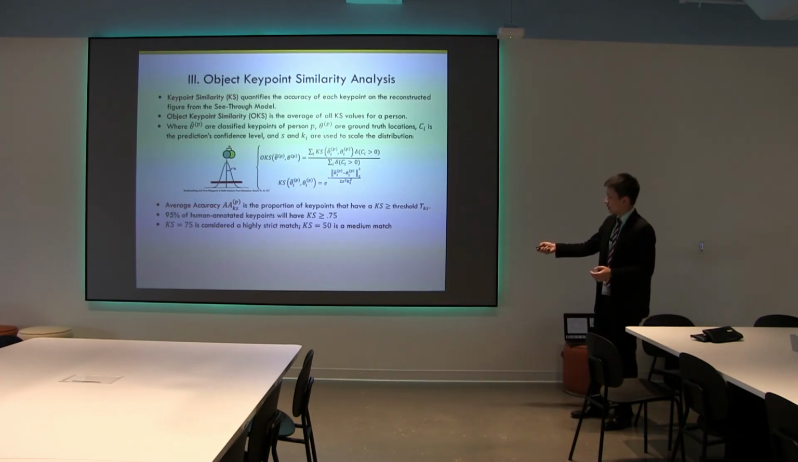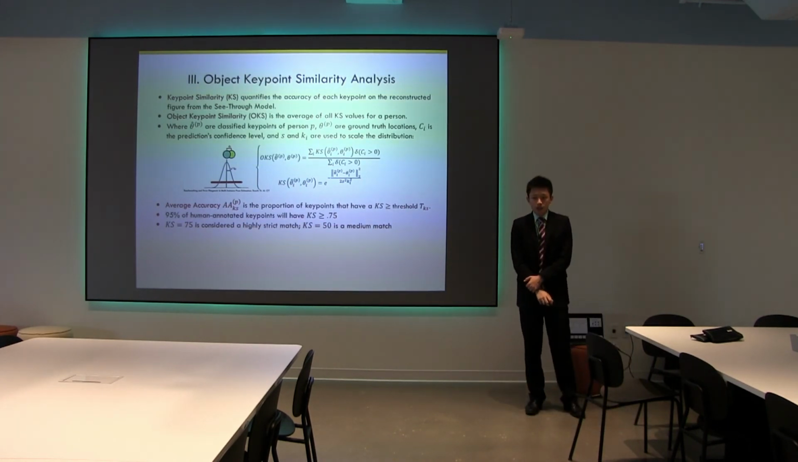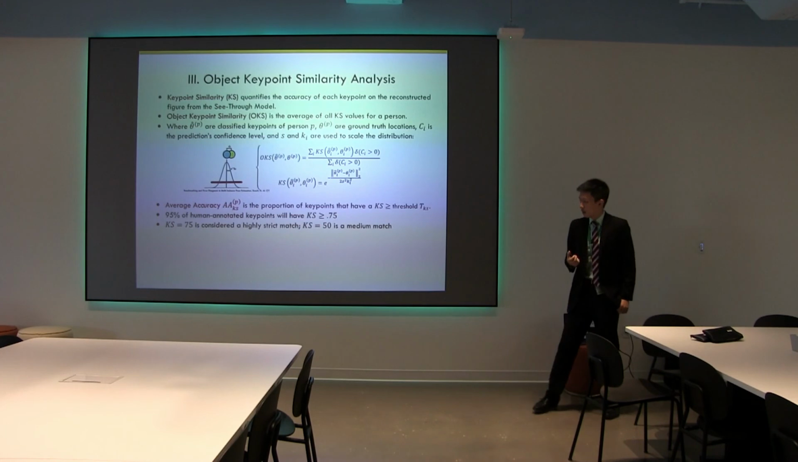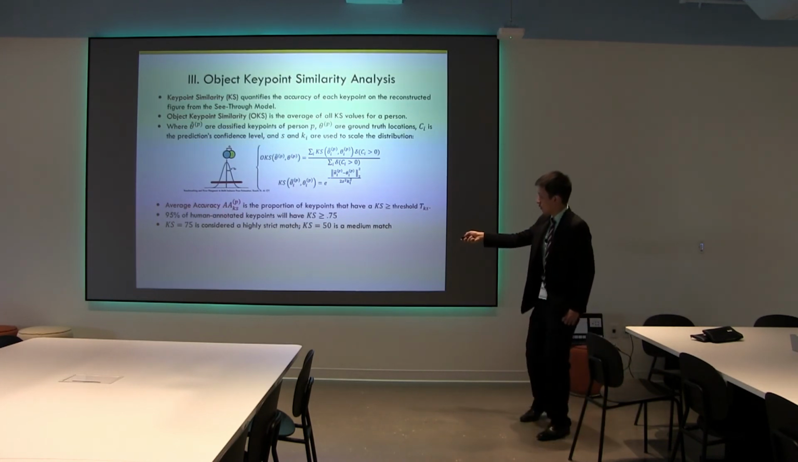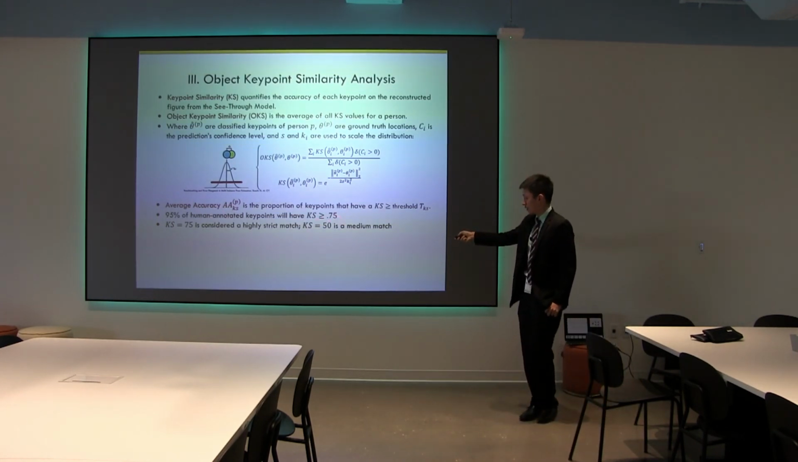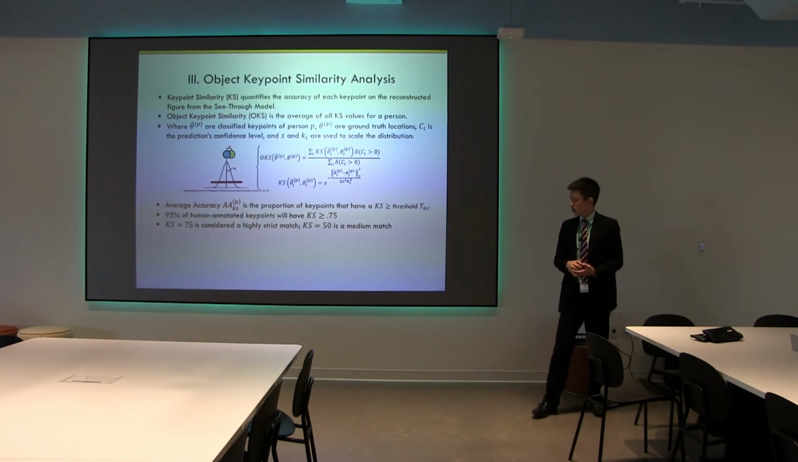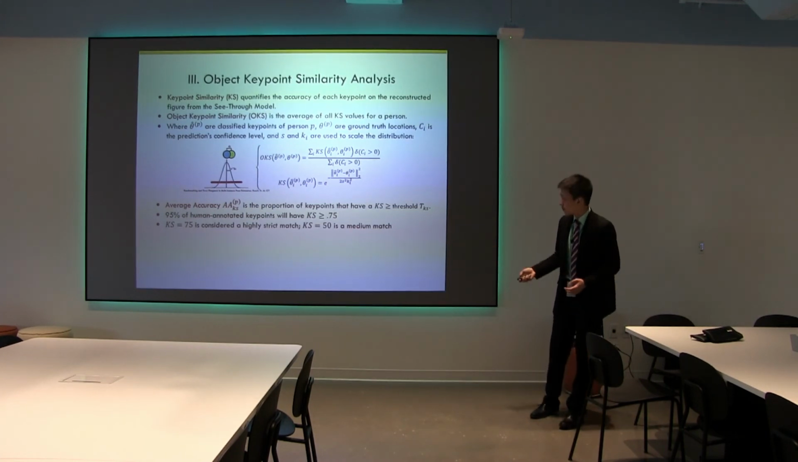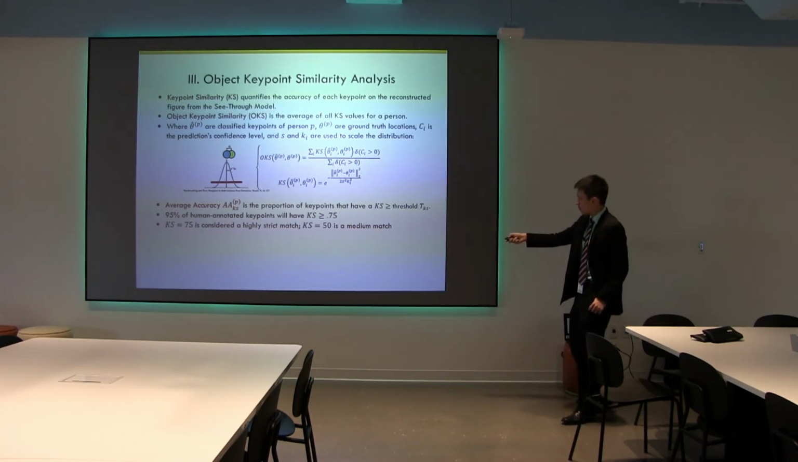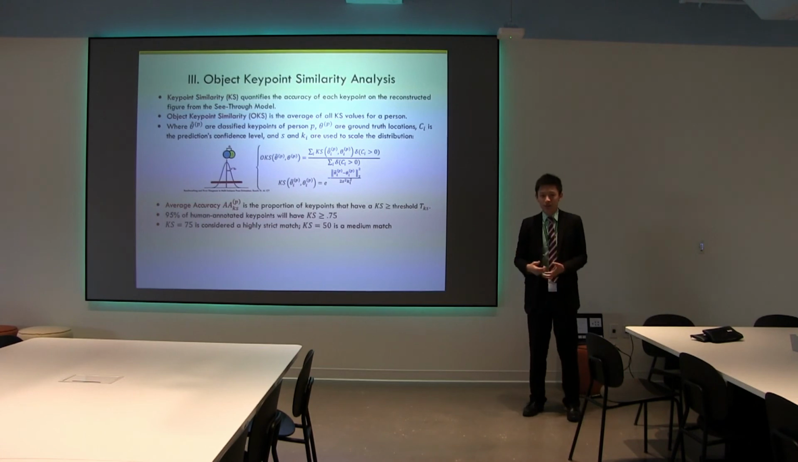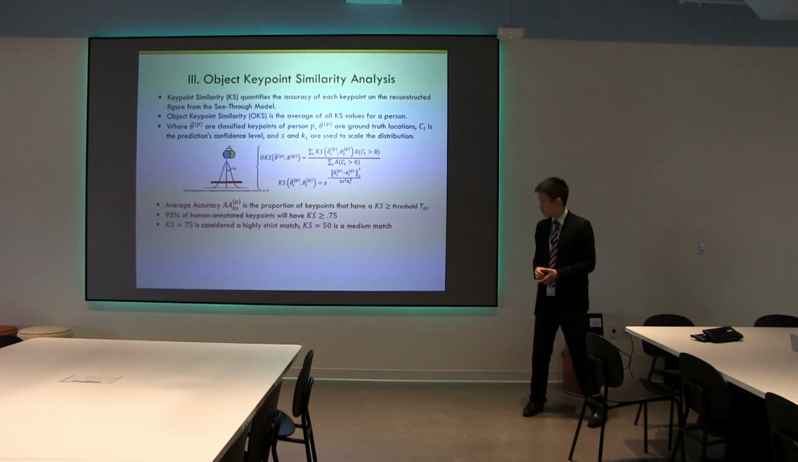So the key point similarity, just for reference: if a human was to look at a picture of me and try to locate all the body parts on my body, 95% of those key points will have a key point similarity of greater than or equal to 0.75. So as you can imagine, a 75 is quite a strict match, and a 50 is a medium match. And then average accuracy, these are just some definitions because this is a new way of evaluating stuff.